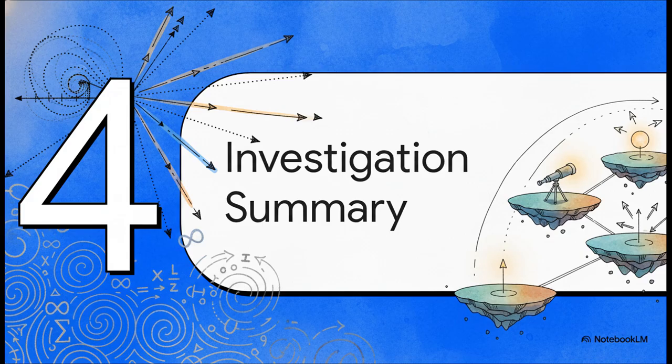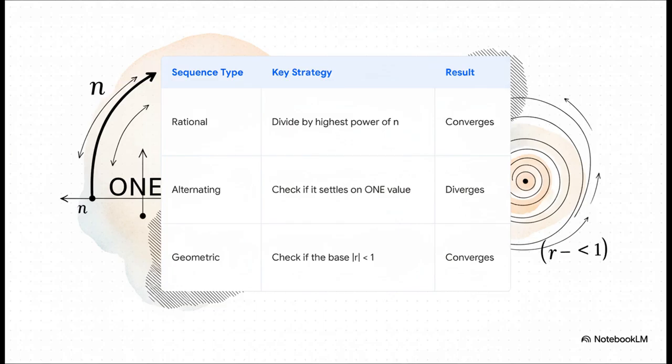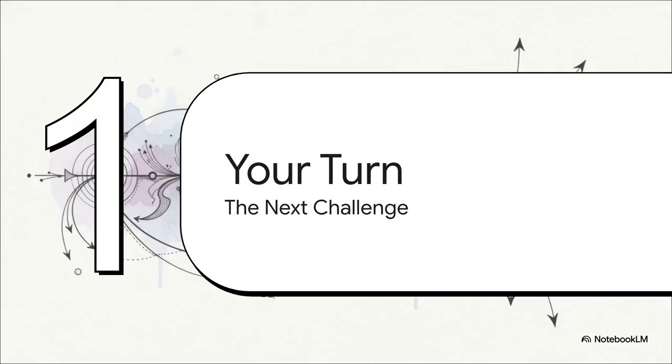Okay, so we've gone through our 3 case studies. Let's just take a second to recap the big takeaways from our investigation. So for those rational sequences, the winning strategy was to divide by the highest power of n. For the tricky alternating ones, the key was making sure it settled on just one value, not 2. And for the geometric ones, it all came down to that super simple rule. Is the absolute value of the base less than 1? 3 different puzzles, 3 different keys. We've unpacked the main ideas and walked through some classic examples.